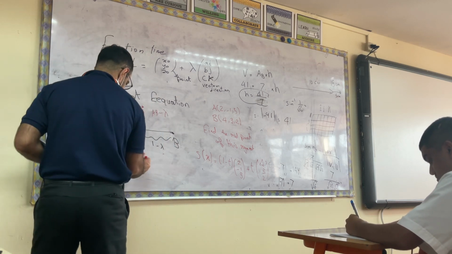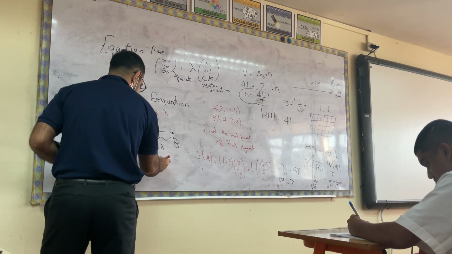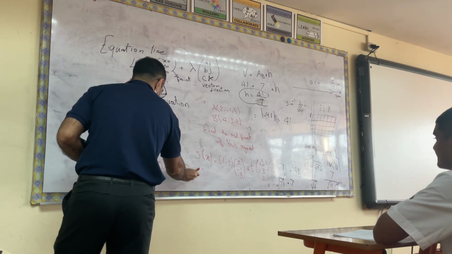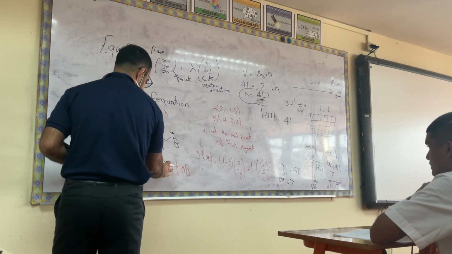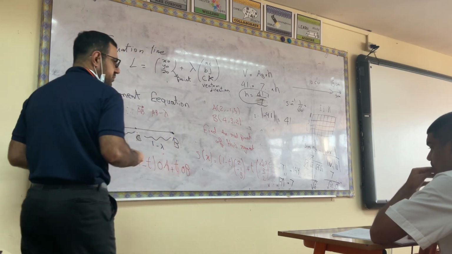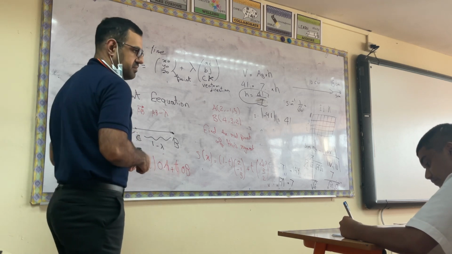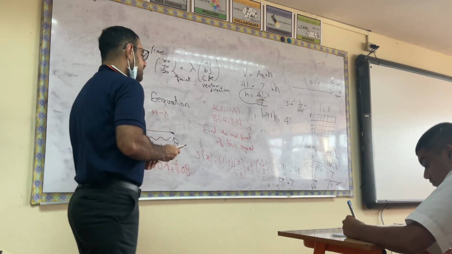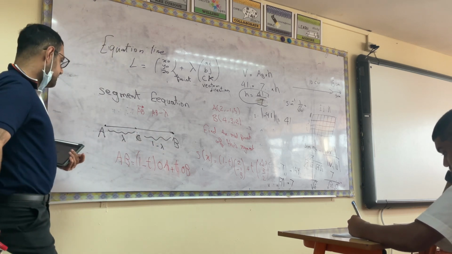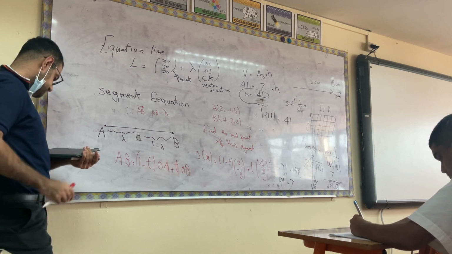1 minus t OA plus t OB. Again, t or lambda, it's fine. It depends on the book or the question. Sometimes, in another question, we write this as s. It's fine, any number or any variable.